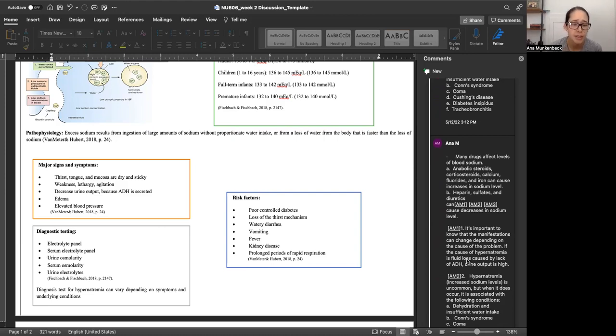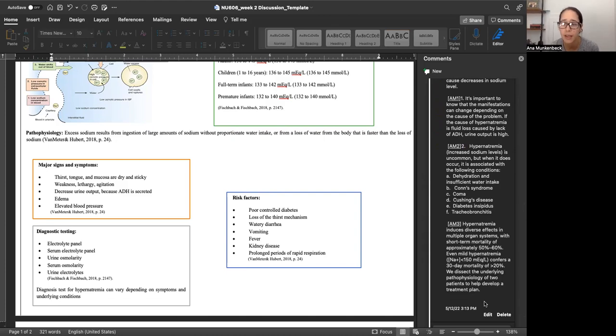Some of the diagnostic tests for hypernatremia are electrolyte panels with BUN and creatinine, serum electrolyte panel, urine and serum osmolality, and urine electrolytes. Also, the diagnostic tests for hypernatremia can vary depending on the symptoms and underlying conditions.